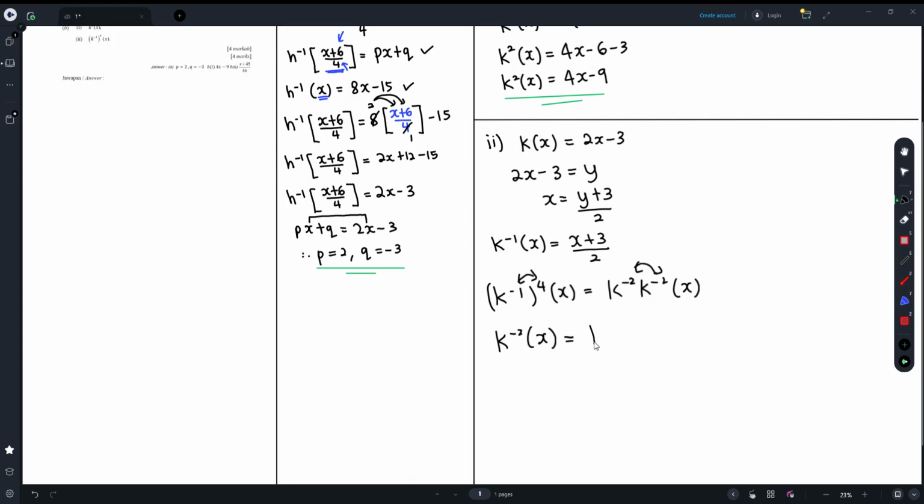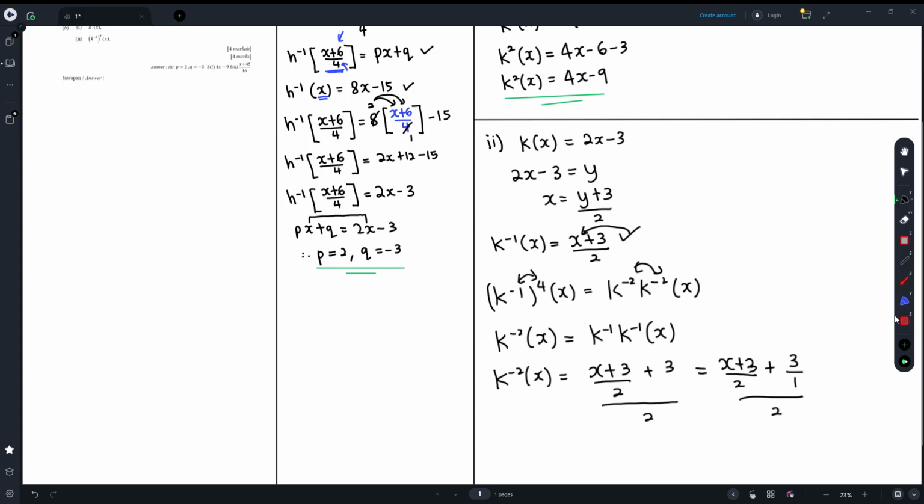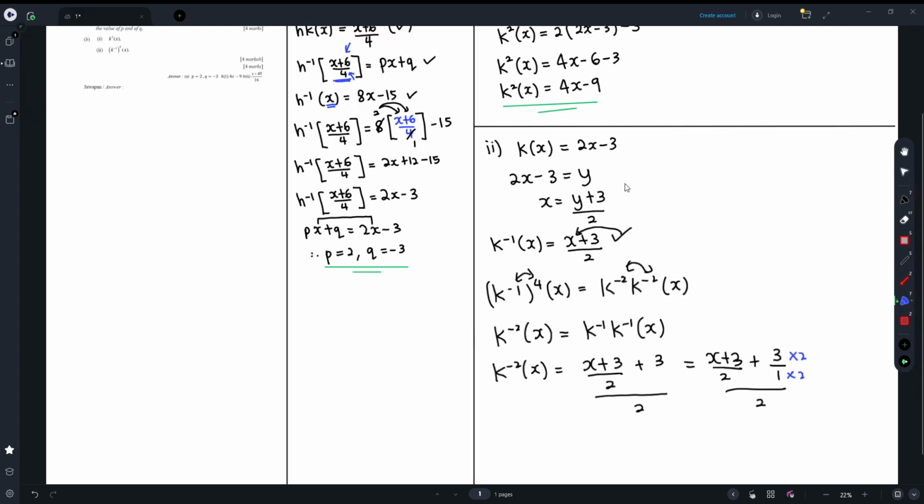That means I need to put the k inverse x that I just found back into its own function. So I will end up getting x plus 3 over 2 plus 3 over 2. So that will give me x plus 3 over 2 plus 3 over 1 over 2, in which I multiply by 2 here in order to make the denominator the same.